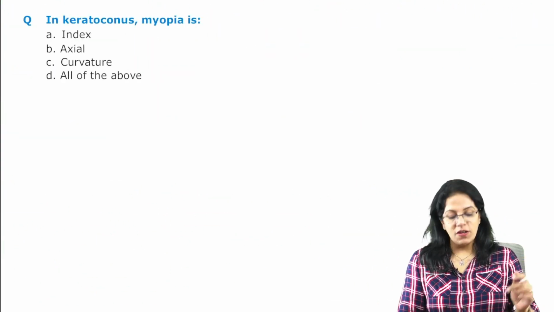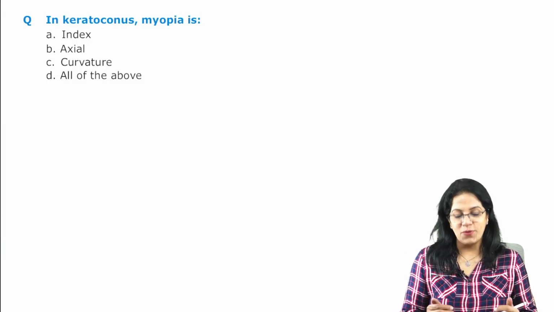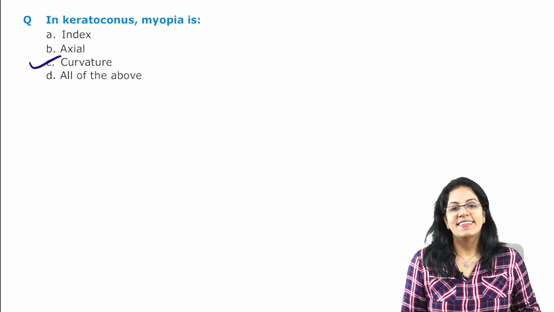Okay. Let's solve a question here. In keratoconus, myopia is it index, axial, curvature? Of course, we know it is mainly curvature, right?